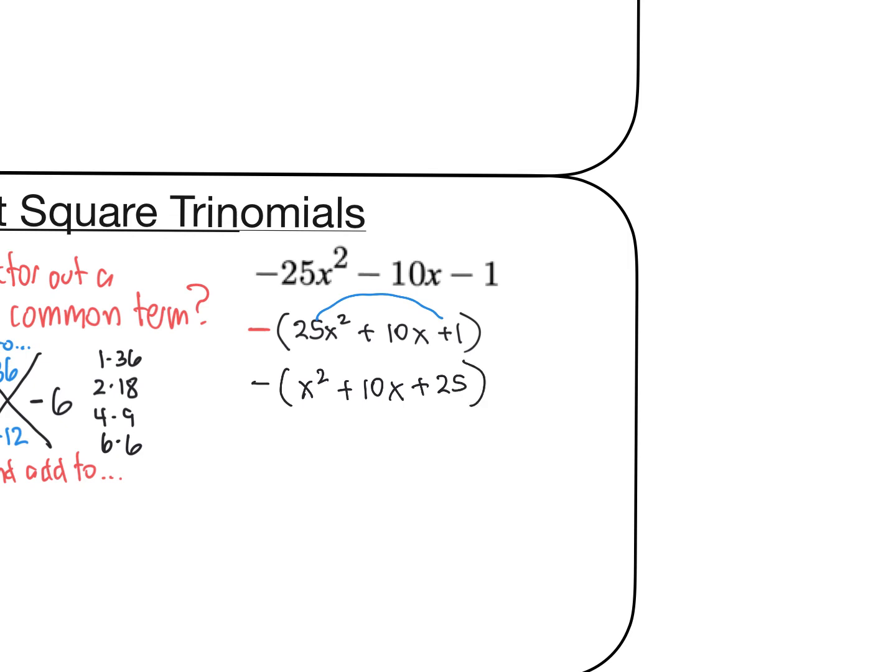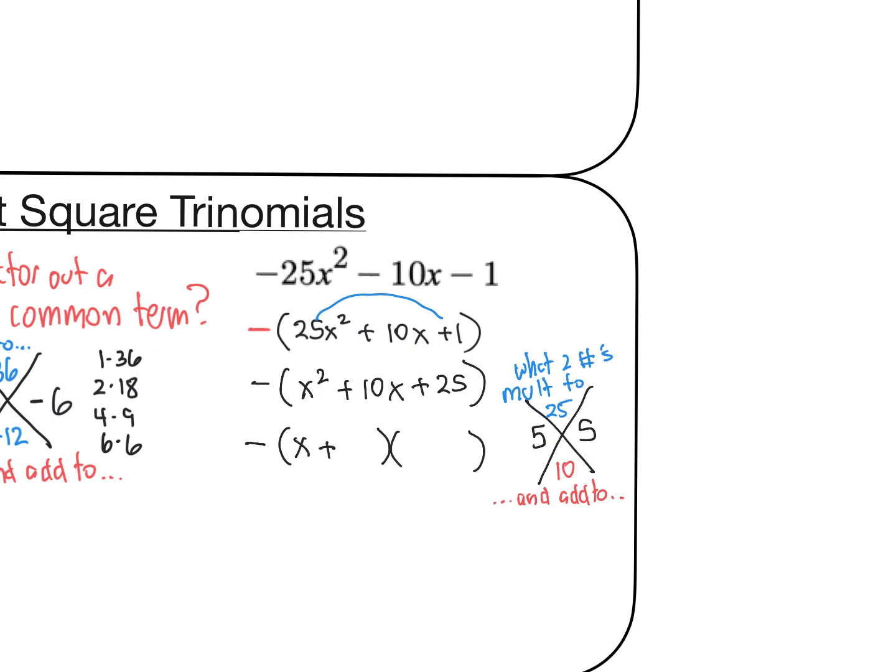And now, boy, this question comes up again. What two numbers multiply to 25 and add to 10? Pretty straightforward. We can probably say 5 and 5, right? 5 times 5 is 25, 5 plus 5 is 10, okay? So now I go with this negative, and I'm going to do this, x plus 5 and x plus 5.